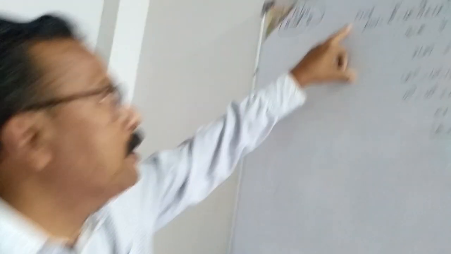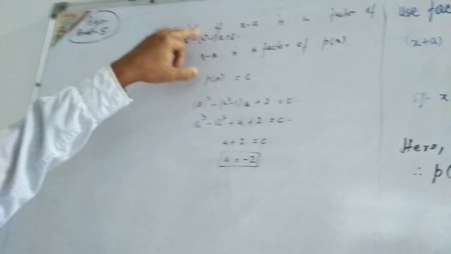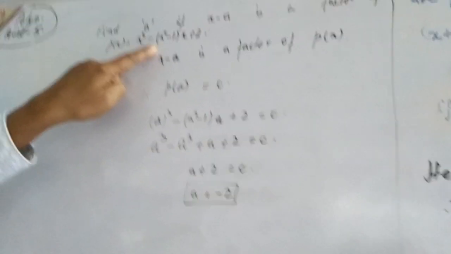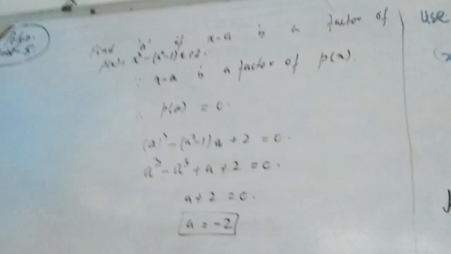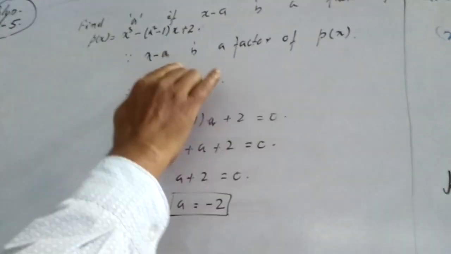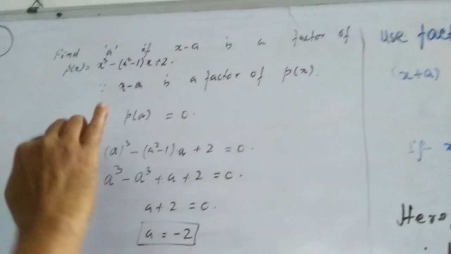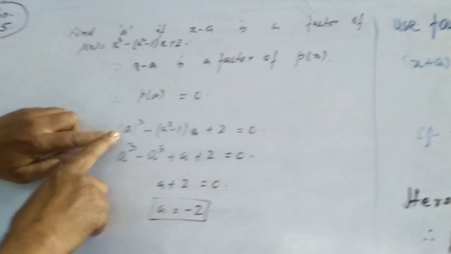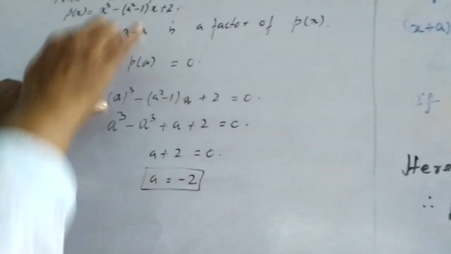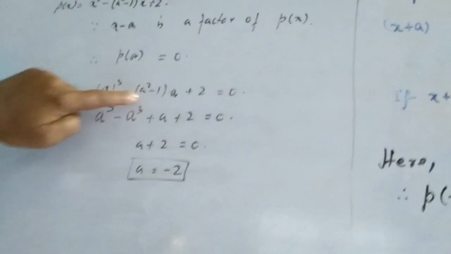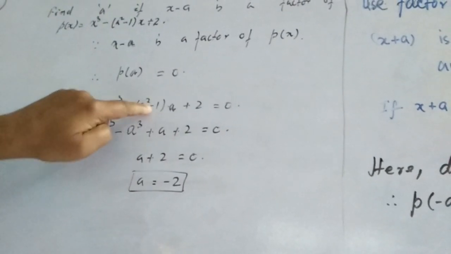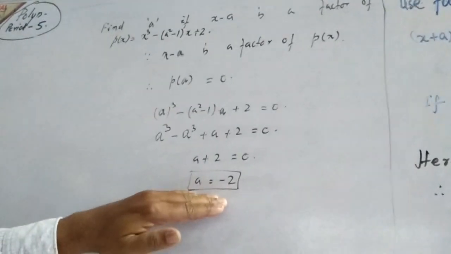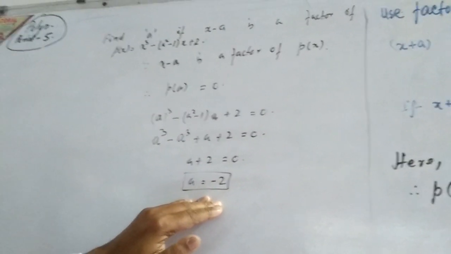Here we have taken two examples. Find a if x minus a is a factor of p(x) equals x cube minus a square x minus 1 into ax plus 2. Since x minus a is a factor of p(x), that means the remainder must be equal to 0, that is p(a) equals 0. On putting a in lieu of x in this polynomial, we will get this one as equal to 0. After solving this, we got the value of a equals minus 2.